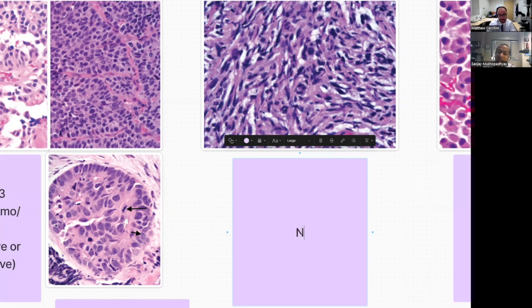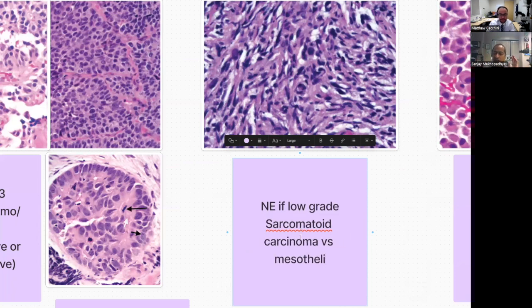synaptophysin, chromogranin. If it is high grade and clearly malignant, which I'm not sure I can tell from this picture, but if it is high grade and clearly malignant, then I do consider... Now it really comes down to two things for me. Is this a sarcomatoid carcinoma or a sarcomatoid mesothelioma? And both of them should be keratin positive. So a pan keratin stain is super helpful in this situation because it narrows down the differential to sarcomatoid meso and sarcomatoid carcinoma.